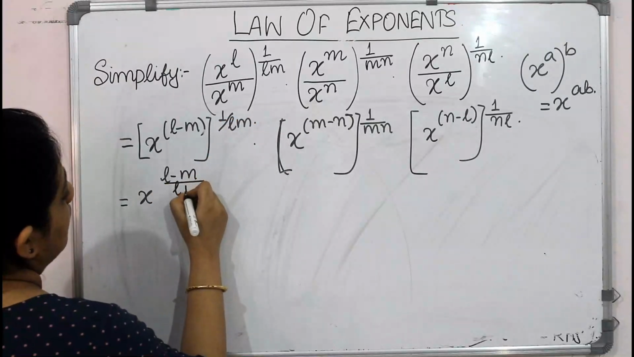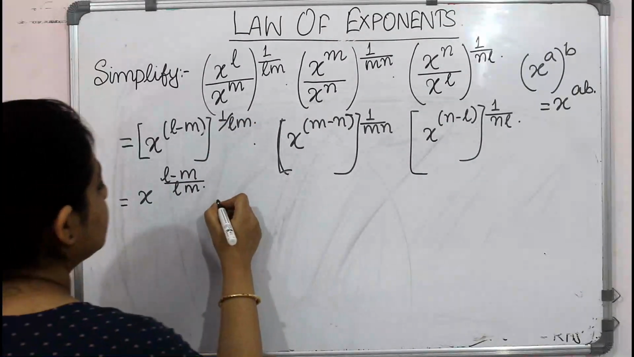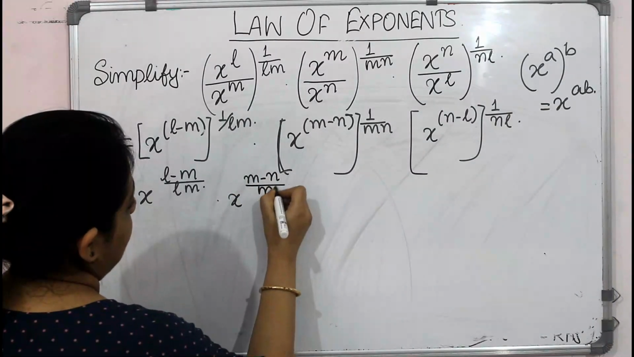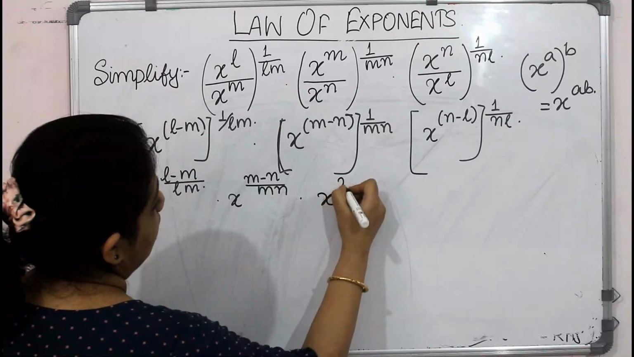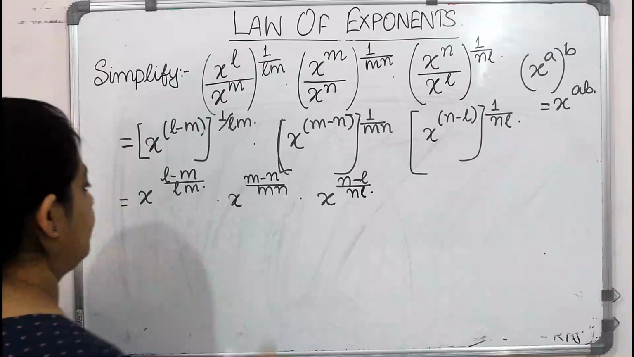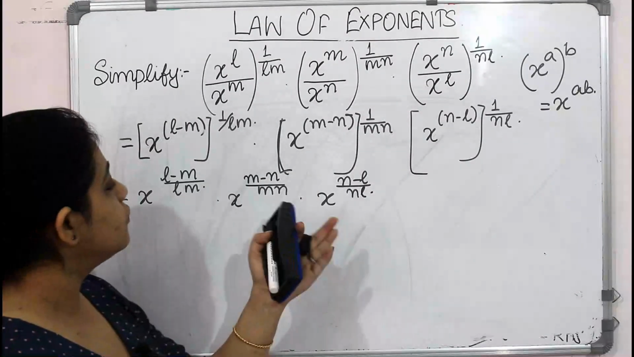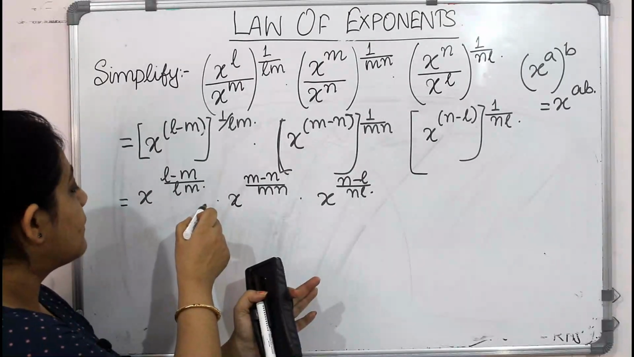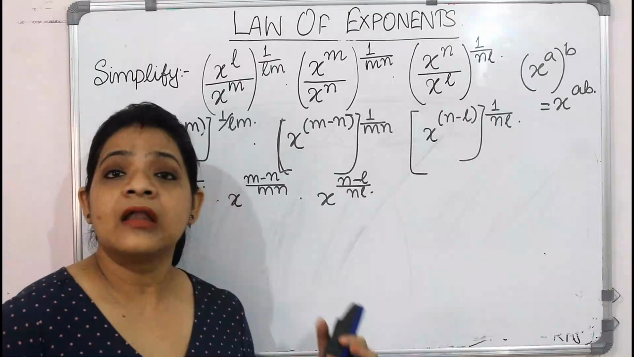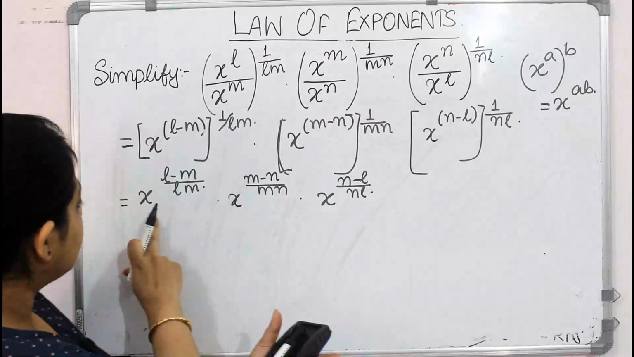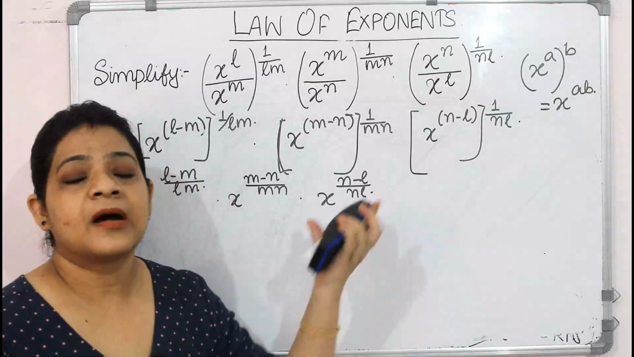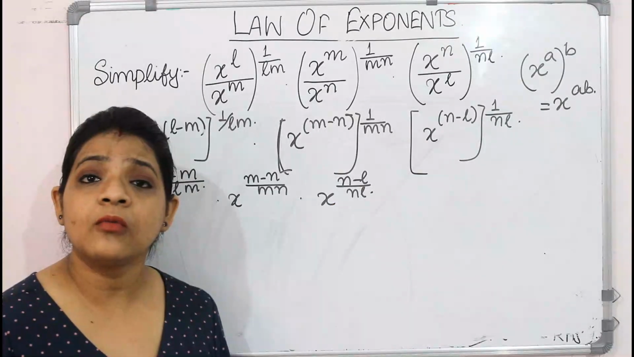So straight away we can write Lm. Here also same thing, x to the power of m minus n divided by mn, and this is x to the power of n minus l divided by n. Now here also you can see that you are getting the product terms, isn't it? Now from the product try to examine the base. Yes, bases are same but powers are different. So what formula will work?